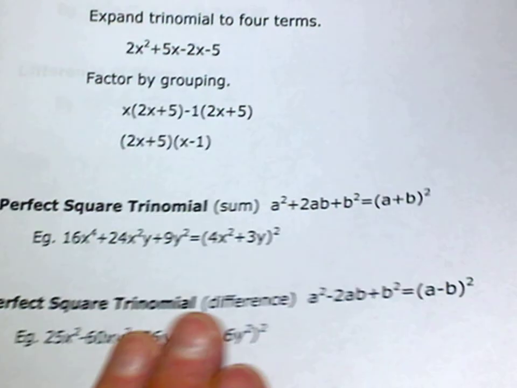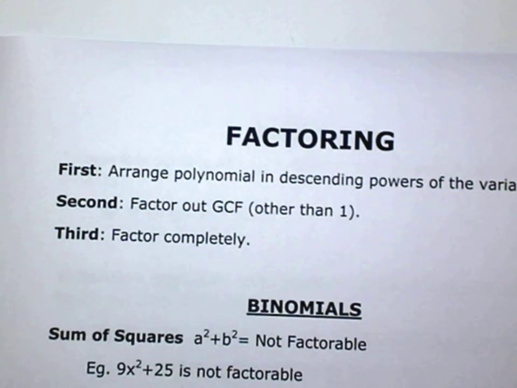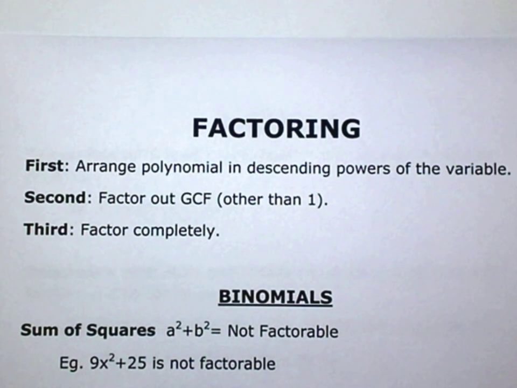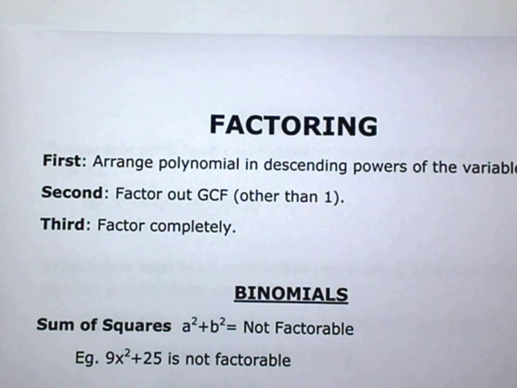There are also 4 kinds of binomials, which you will find on the first page of your handout. A binomial is a polynomial that has only 2 terms. The first one we will discuss is called the sum of squares. Sum means add, squares means we're adding perfect square plus perfect square. The sum of squares is not factorable. There's nothing we can do with it, so we call it prime.